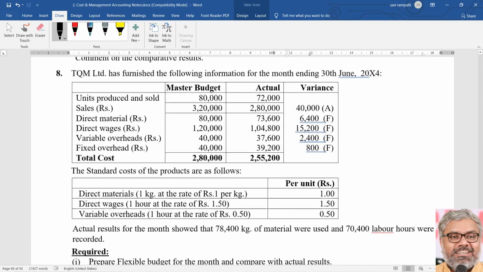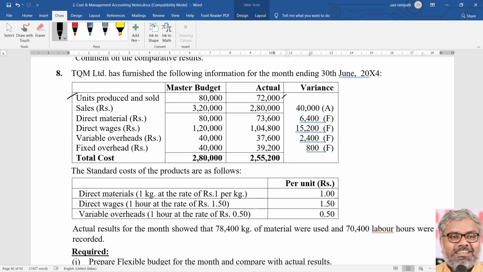Then question number 8 also had something related to variances, which we did not do. So let us look at that now. Question number 8. TQM Limited has furnished the following information for the month ending 30th June. Master budget is given, actual is given, and variances are given. Master budget was this: they thought of producing 80,000 units, but they produced only 72,000 units. That is the number of units, so no variance here. That is the budgeted number of units and the actual number of units produced and sold.